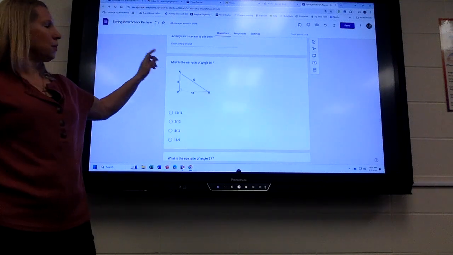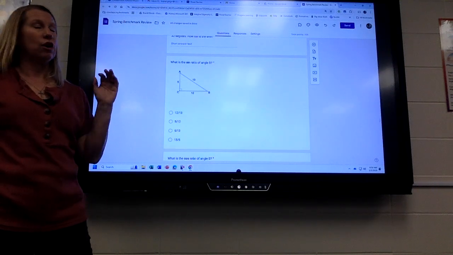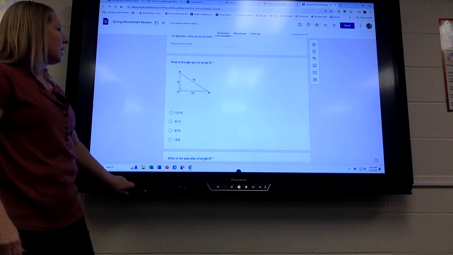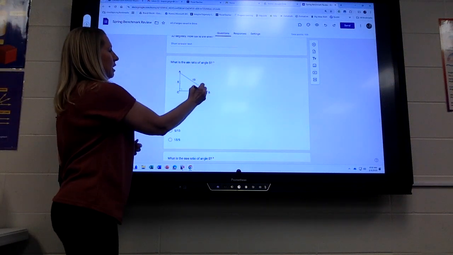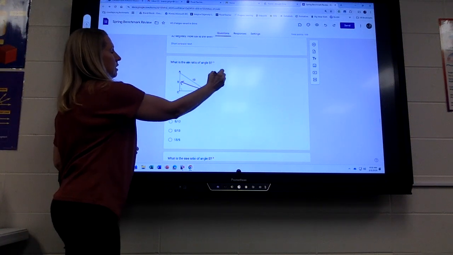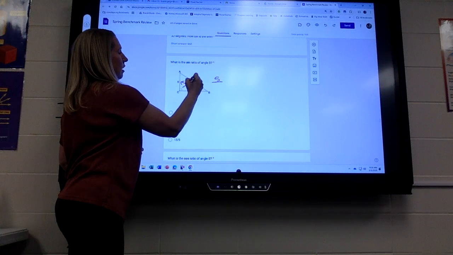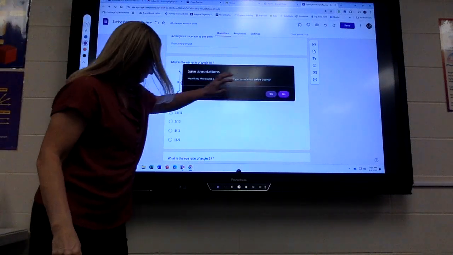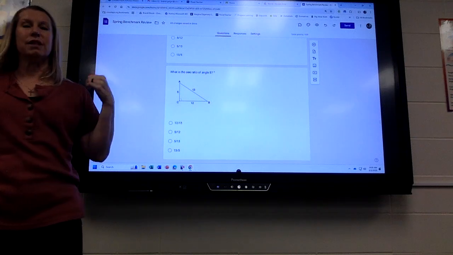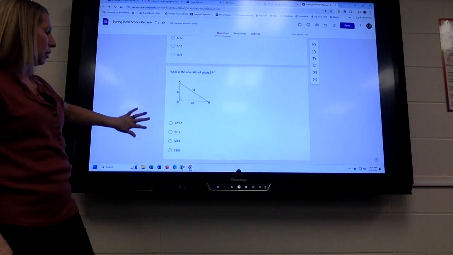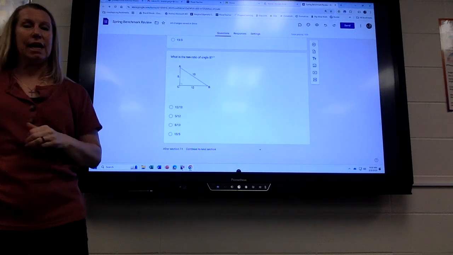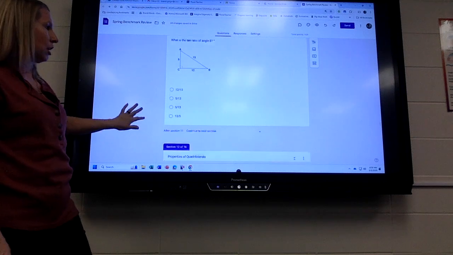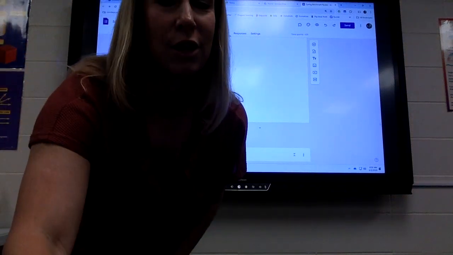Sine ratio is opposite over hypotenuse. And so if you're looking at angle B, you would do opposite over hypotenuse. Cosine ratio is adjacent over hypotenuse, and tan is opposite over adjacent. So hopefully that's a good reminder.